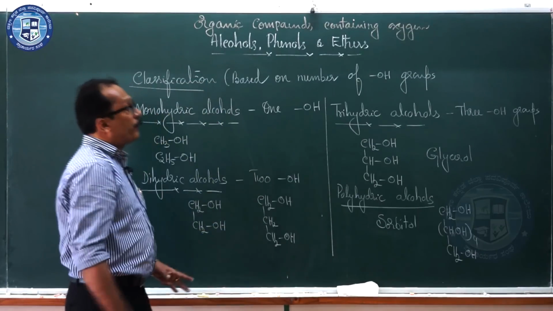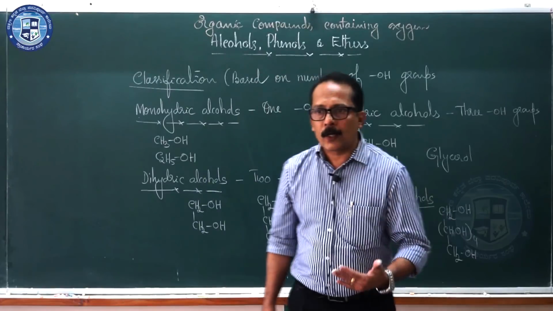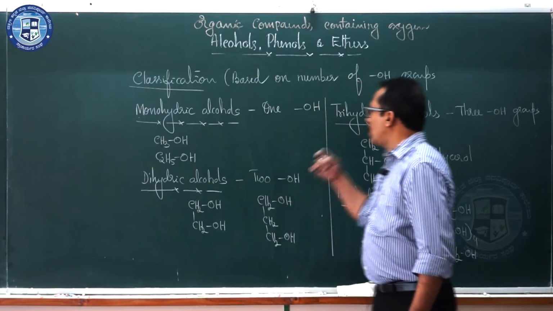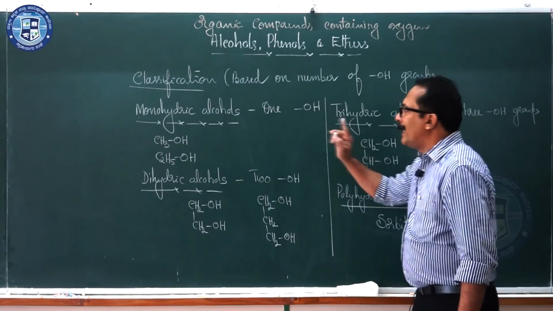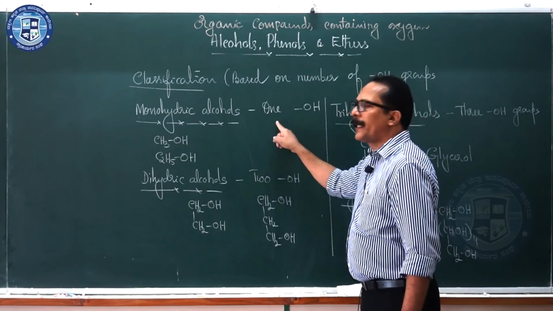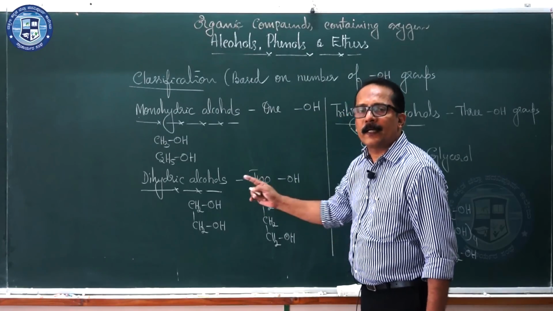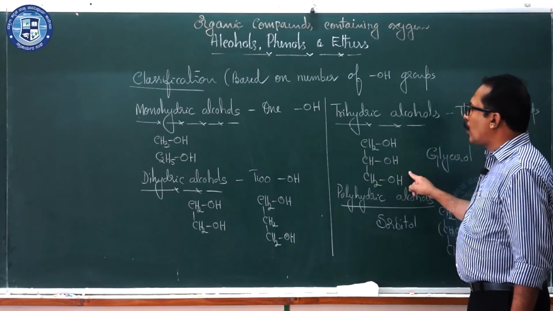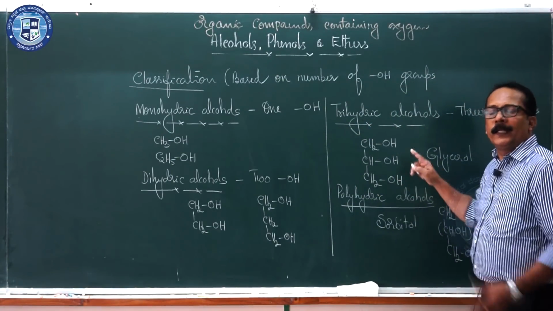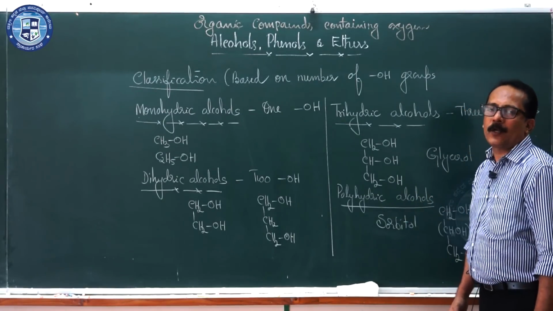So this classification is based on the number of OH groups: monohydric, dihydric, trihydric and polyhydric alcohols. Monohydric alcohols contain only 1 OH group. Dihydric alcohols contain 2 OH groups. Trihydric alcohols contain 3 OH groups. If it contains more than 3 OH groups, they are called polyhydric alcohols.